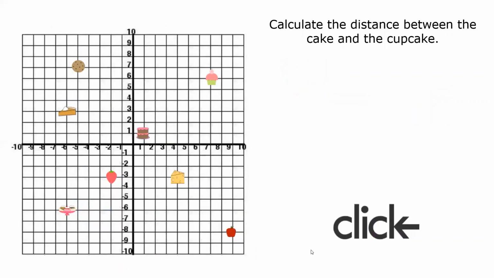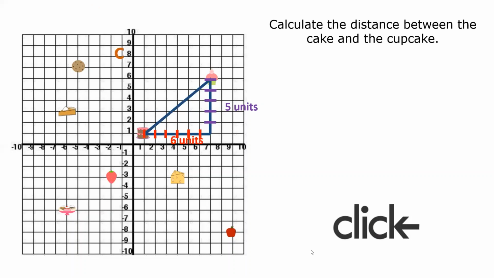Calculate the distance between the cake and the cupcake. We will draw our diagonal first from the cake to the cupcake. We will find our vertical segment and then our horizontal segment. Vertical segment is 1, 2, 3, 4, and 5 units in length. Horizontal segment is 1, 2, 3, 4, 5, and 6 units in length.